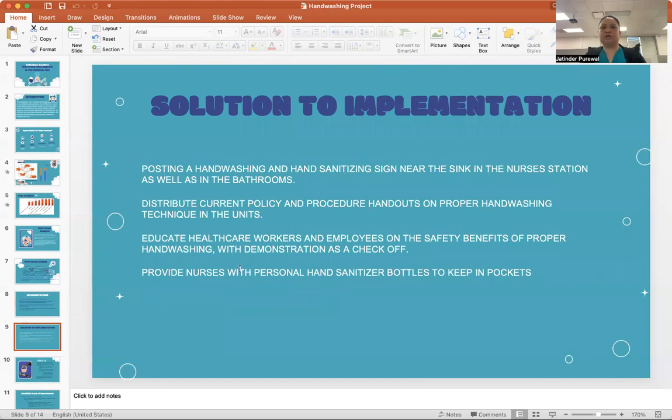So the solution to our implementation will be posting a hand washing and hand sanitizing sign near the sink in the nurse's station as well as in the bathrooms, distributing current policy and procedure handouts on proper hand washing technique in the units, educate healthcare workers and employees on the safety benefits of proper hand washing with demonstration as a checkoff, and also providing nurses with personal hand sanitizer bottles to keep in their pockets.